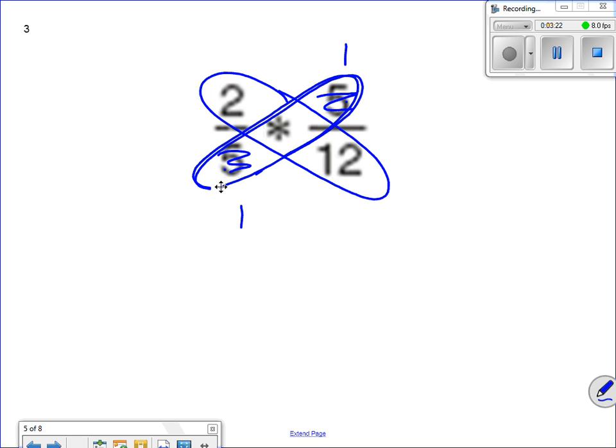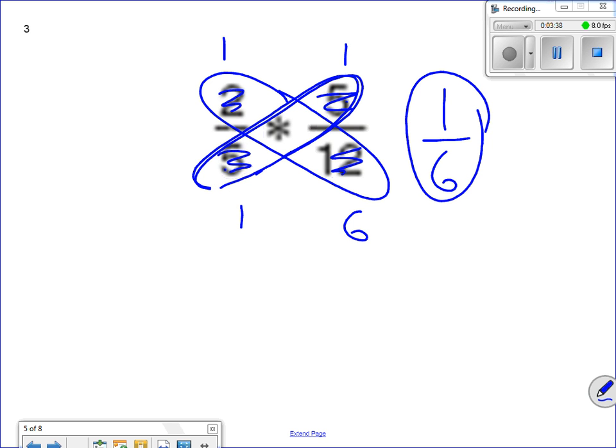Let's take a look at this 2 and the 12. I can divide them both by 2. 2 divided by 2, I get 1. 12 divided by 2, I get 6. So my answer is 1 times 1, which is 1. 1 times 6, which is 6. 1/6 is my answer. Now, let's do it the old way.